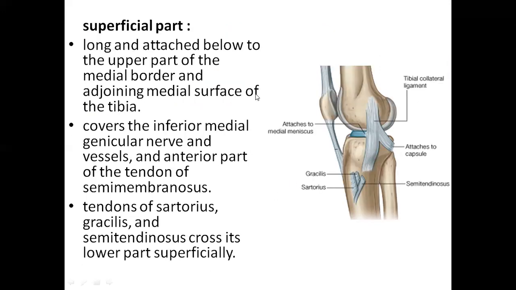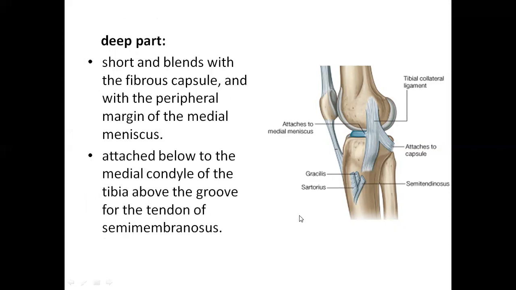Now the superficial part is long and attached below to the upper part of the medial border and adjoining medial surface of the tibia, and covers the inferior medial genicular nerves and vessels and anterior part of the tendon of the semimembranosus. Tendon of sartorius, gracilis and semitendinosus cross its lower part superficially.